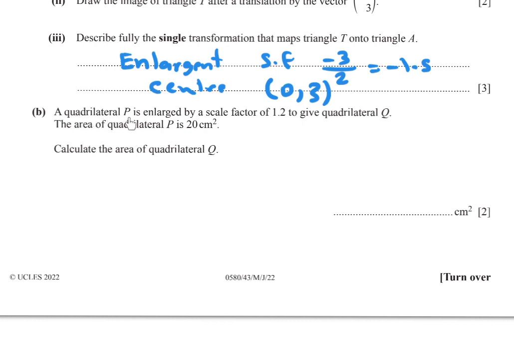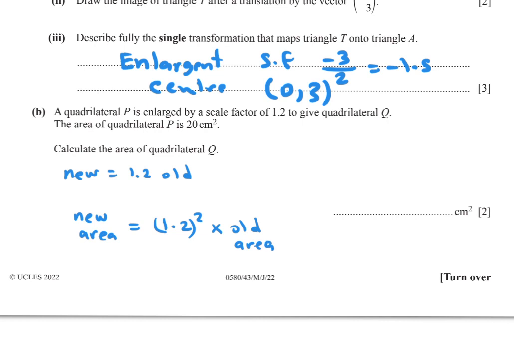Part b, a quadrilateral B is enlarged by scale factor 1.2 to give quadrilateral Q. The area of quadrilateral B is 20. Calculate the area of quadrilateral Q. The scale factor 1.2 is the ratio between the new side and the old side. This means the new side equals 1.2 times the old side. But for the area, to find the new area you have to multiply by 1.2 squared. So multiply 20 by 1.2 squared to find the new area. So the area is 28.8 centimeters squared, because the ratio between areas equals the square of the ratio between sides.